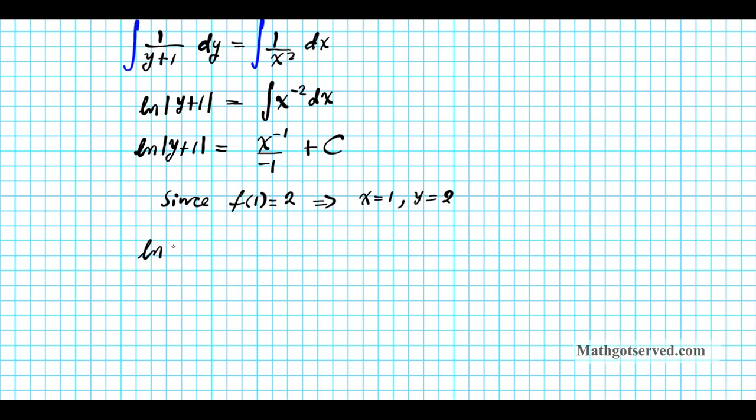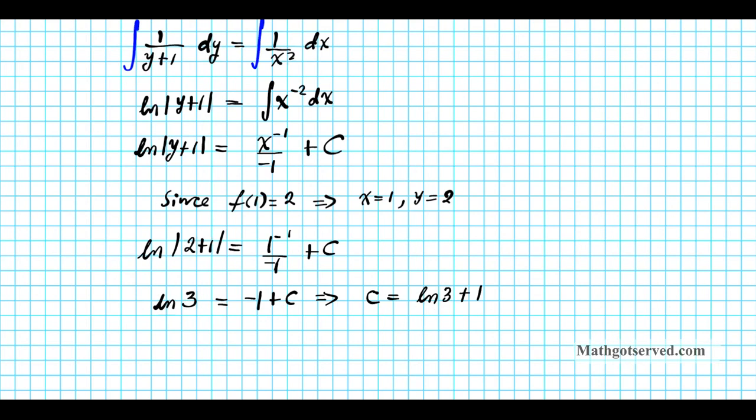So I'm going to have the natural logarithm of the absolute value of 2 plus 1 equals, let's see, 1 to the negative 1 over negative 1 plus c. Okay, so we have the natural logarithm of 2 plus 1 is 3 equals negative 1 plus c. That implies that c is equal to the natural logarithm of 3 plus 1. Actually, I'm sorry, plus 1. You add 1 to both places, so that's what c is, okay?